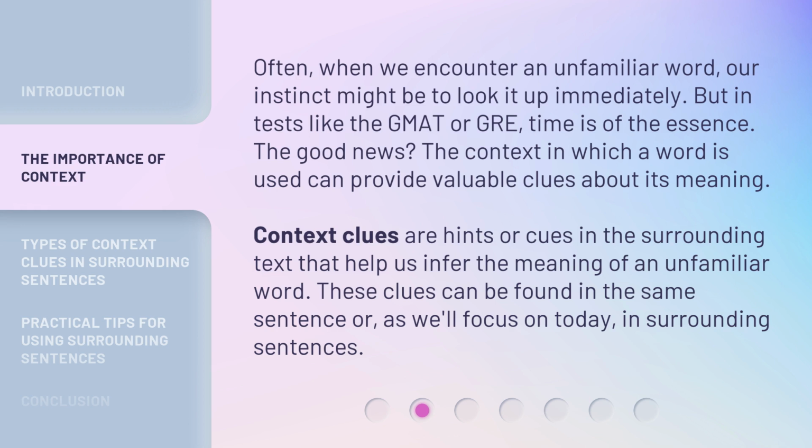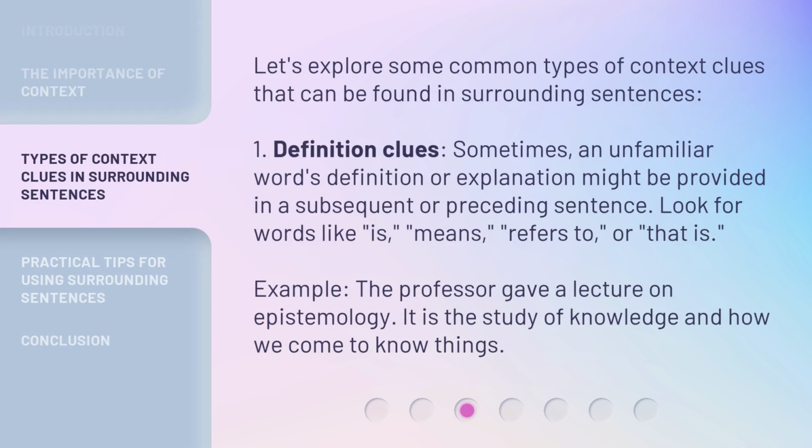Context clues are hints or cues in the surrounding text that help us infer the meaning of an unfamiliar word. These clues can be found in the same sentence or, as we'll focus on today, in surrounding sentences. Let's explore some common types of context clues that can be found in surrounding sentences.